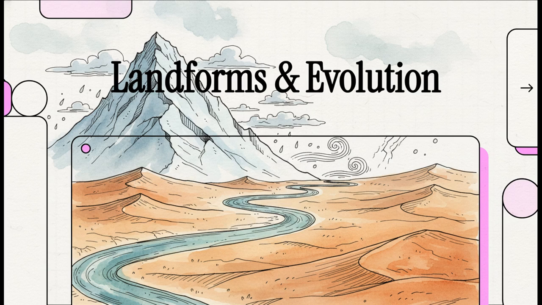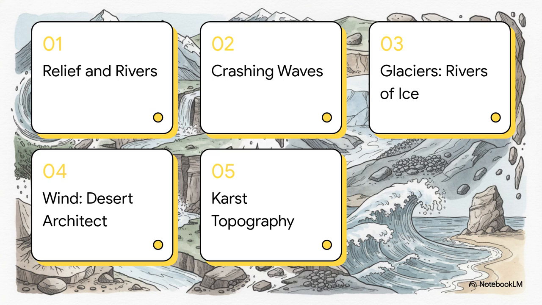Today, we are going to explore the master sculptors of our planet, the elements that carve, smooth, and build the entire world around us. Think of this explainer as a quick, guided tour through nature's 5 distinct art studios. We'll be looking at Earth's relief and rivers, coastlines and the crashing waves, glaciers as rivers of ice, wind, the desert architect, and finally, karst, the underground world.